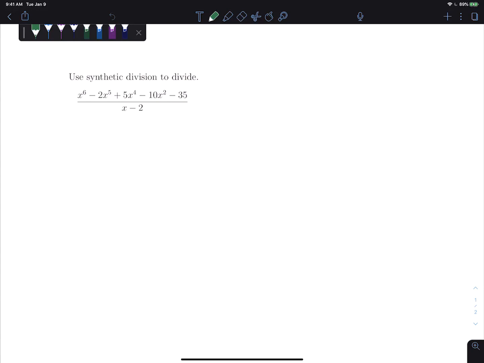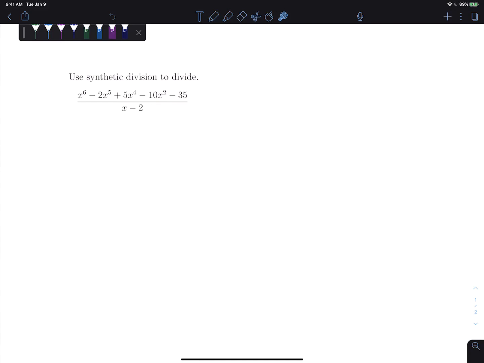Hello. In this video, we're going to use synthetic division to divide x to the sixth minus 2x to the fifth plus 5x to the fourth minus 10x squared minus 35, all over x minus 2. Awesome. Now, here's the thing.